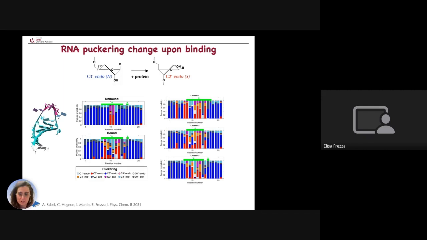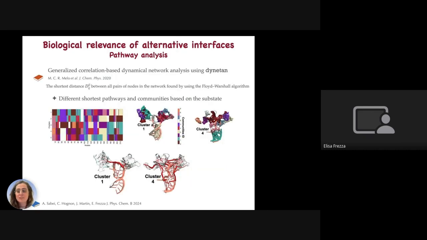And also, based on our cluster analysis, we found that this cluster has a different packaging, meaning that maybe it also has different functions. And just one last slide of this result: we also look at the communication between the different clusters, based on the different interfaces. So we use the generalized correlation-based dynamic network analysis, with the program DNETA. And this allows you, for example, to determine different properties like the communities.